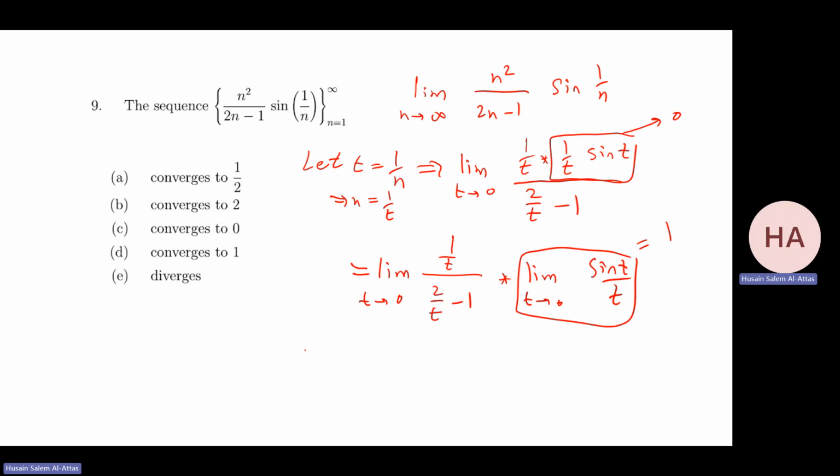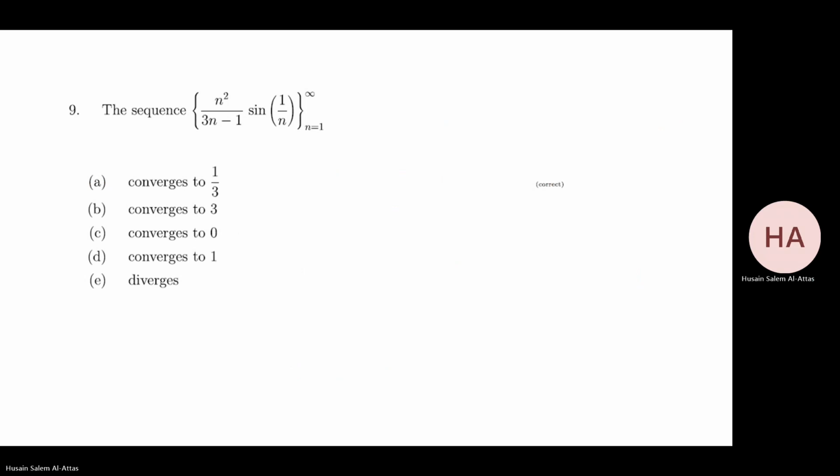So for this one, use L'Hopital's rule, since it's infinity over infinity. For this one, I'm talking about this one. So you have minus 1 over t squared over minus 2 over t squared. And that gives me the limit as t goes to 0 of half, which is half. So this is the answer. It converges to half. The second one is the same idea, like this one, and the answer will be 1 over 3. I'll leave it for you.